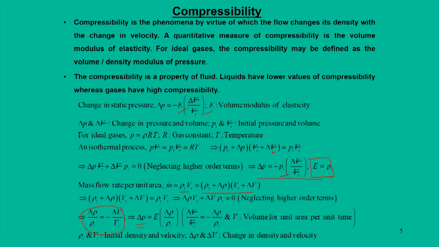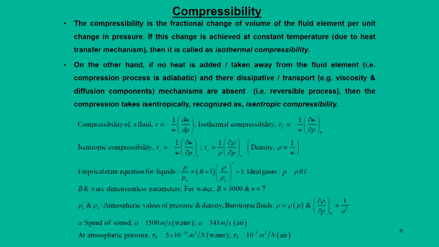This is the catch that lies here, based on which we can define a factor called the compressibility of the fluid. Compressibility is defined as the fractional change in the volume of a fluid element per unit change in the pressure. If the change is achieved at constant temperature, it is called isothermal compressibility. If it is done in an isentropic manner, it is called isentropic compressibility.